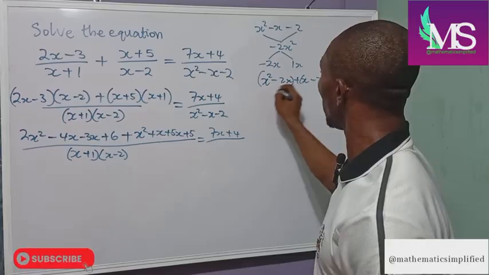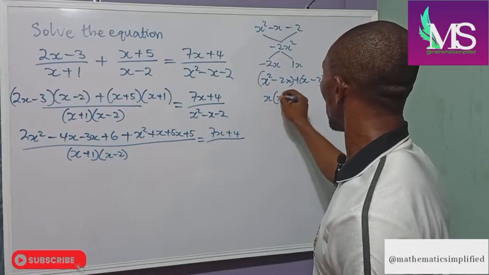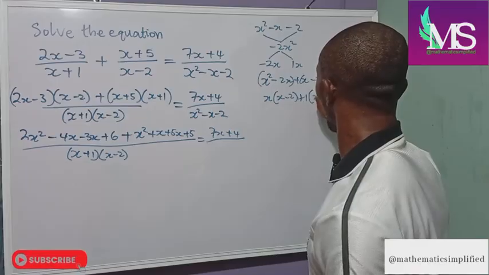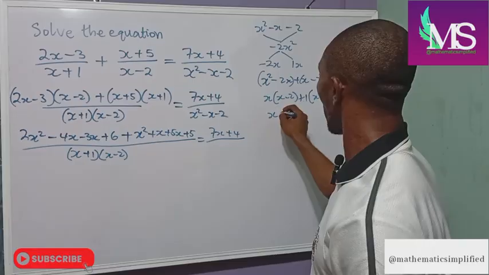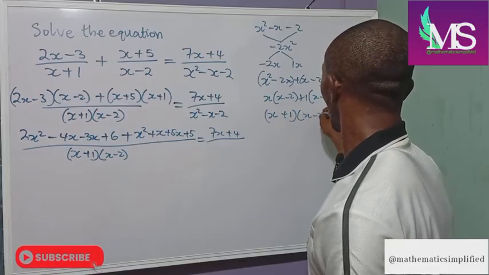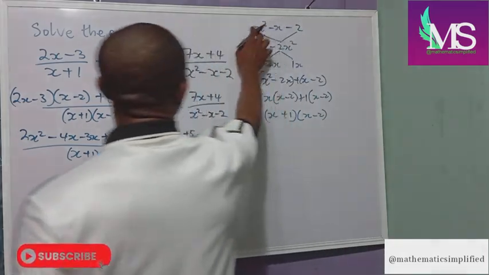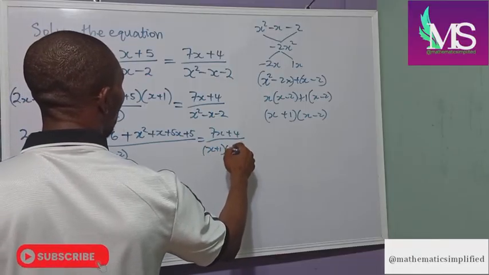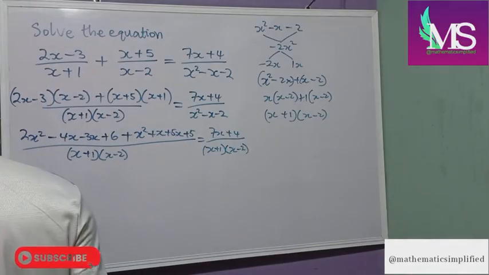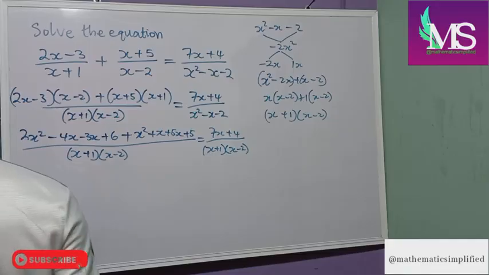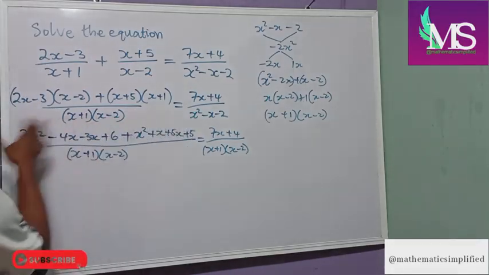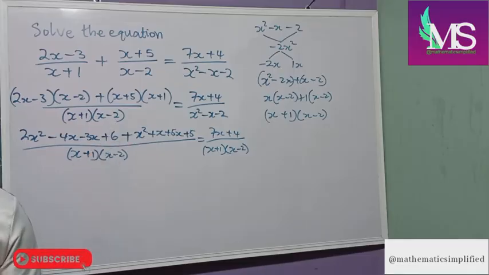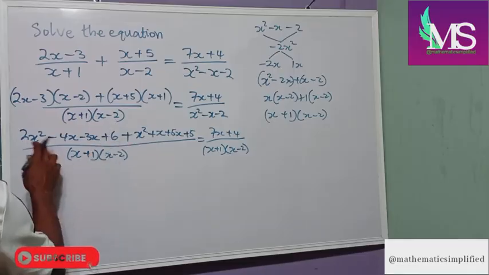Factorizing this, we are having x, which is common, (x minus 2), and 1, which is common, (x minus 2). So our factors there become (x plus 1)(x minus 2). Now replacing this for this becomes (x plus 1)(x minus 2). Having done that, we can now collect like terms here.